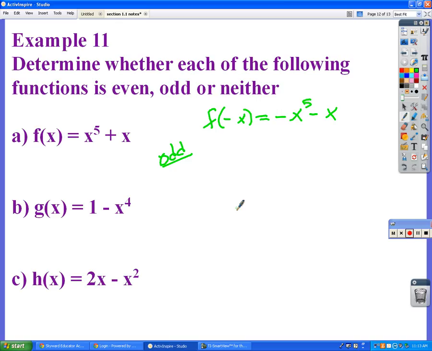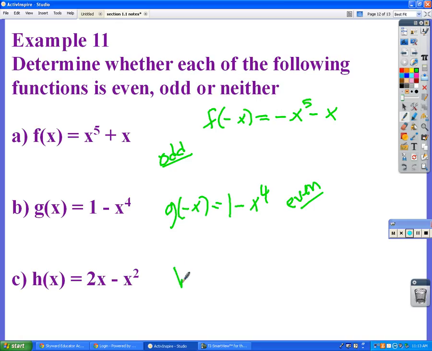So now let's play the same game with this thing right here, and let's plug in negative x. Now, since I'm raising a negative number to an even power, what is negative x to the 4th? x to the 4th, and then I subtract, and so this gives me the same function that I started with, and that means that this function is an even function. Okay? So if you plug in negative x and you get the same function but opposite, then it's odd. If you plug in negative x and you get the exact same thing, then it's even.